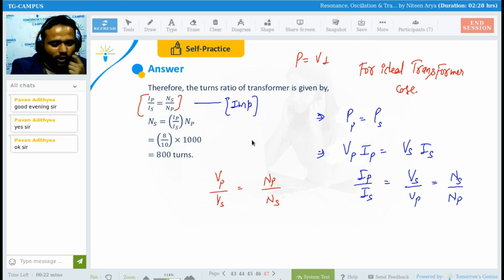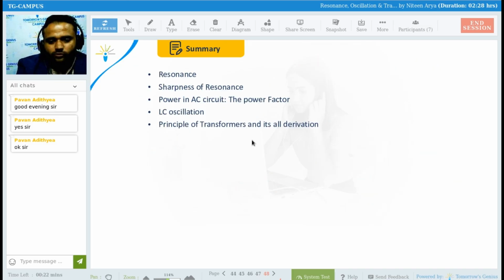For normal cases, IP divided by IS is going to be the same because using V equals IR. But for an ideal transformer, power is going to be equal. So IP by IS is going to be the reverse case. And in this way, you can find NS equals IP by IS into NP. So that is how you can find 800. So in this way, we finish this. So this is your chapter done.